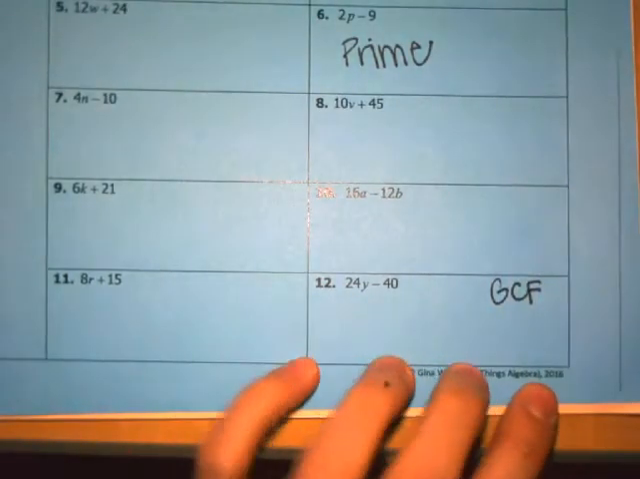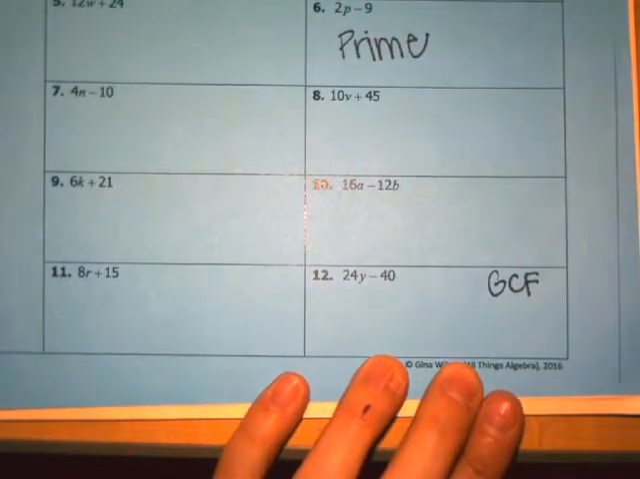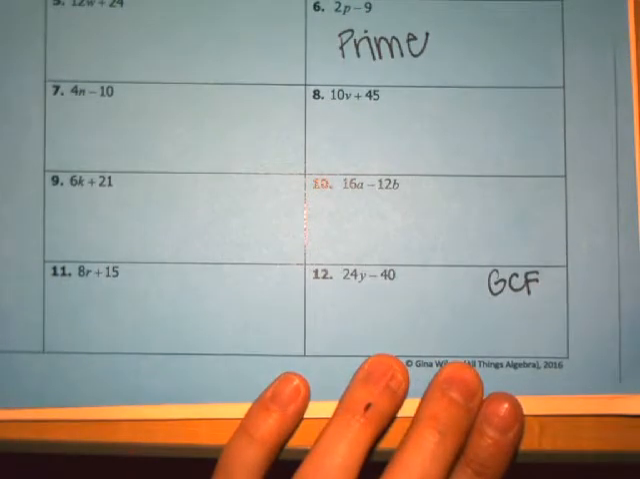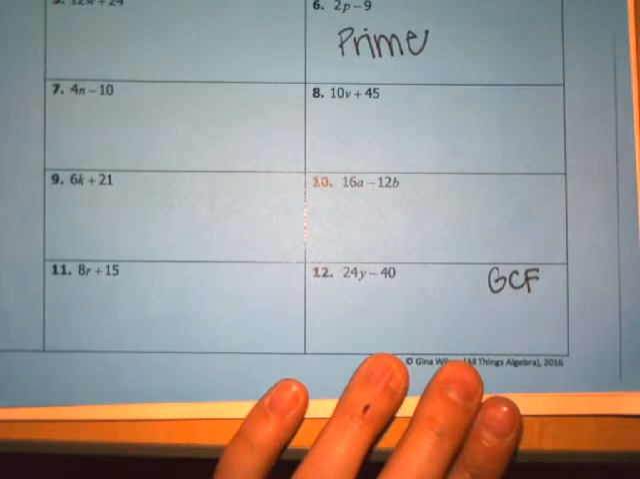We're going to do this one together, so just think of the greatest common factor for me. Don't say it out loud. Just be thinking it on your own. What do you think, guys? 8. It's 8.